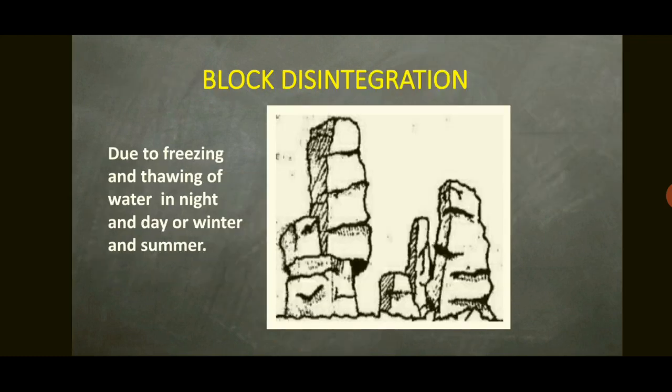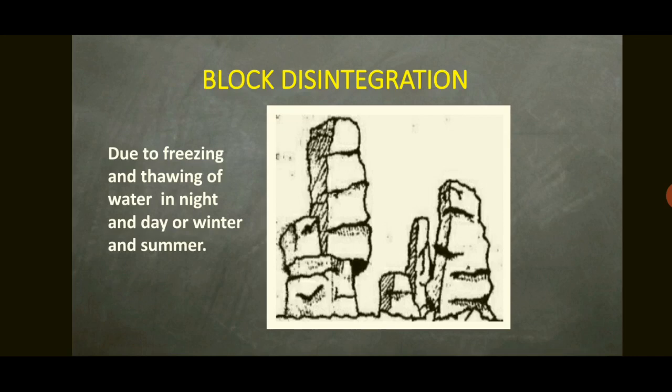Next one is block disintegration. Block disintegration is also because of repeated contraction and expansion, but here it is because of water's freezing. During the rainy days or during the flow of a river or stream, when water enters into the crack, during the night as the temperature falls, it freezes. When it freezes, it expands, and because of that the crack also expands.